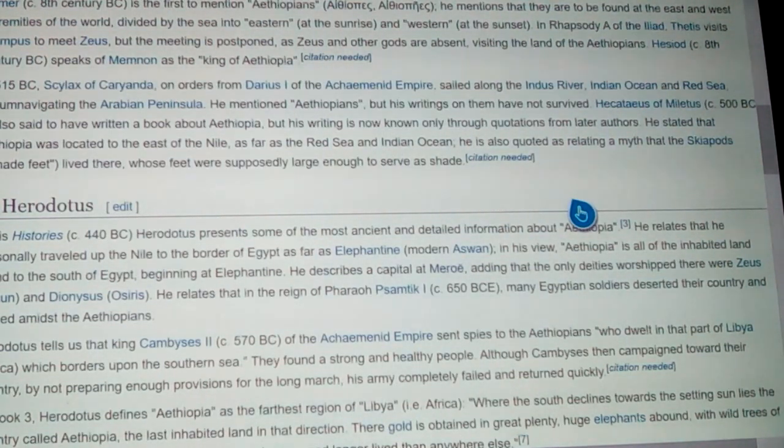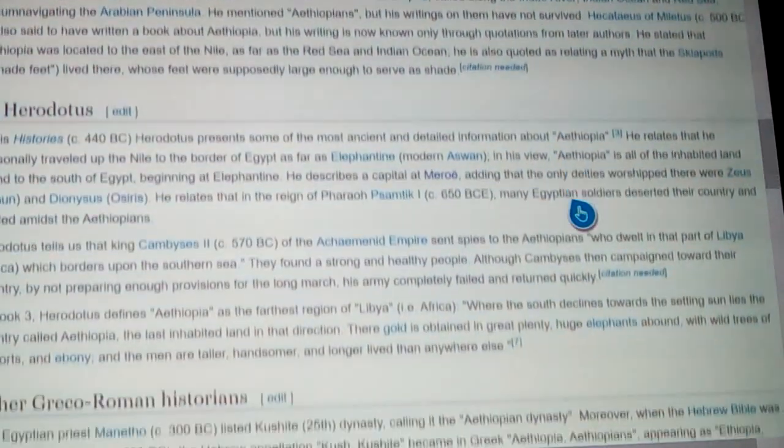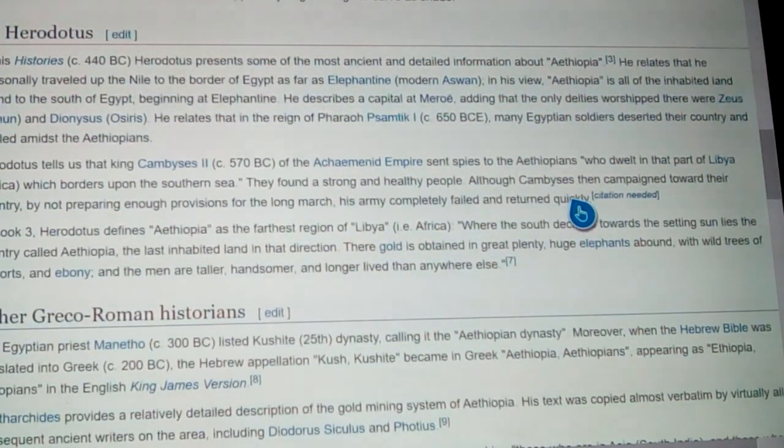He said that Ethiopia was located to the east of the Nile, not to the west though, as far as the Red Sea and Indian Ocean, and he is quoted as relating a myth that the Skiapodes, or shade feet, lived there, whose feet were supposedly large enough to serve as shade. There's a whole lot of hearsay going on, and it's kind of funny. I don't know if people were just making up goofy things, but in a few of his stories here, and we've already gone through it a little bit, he talks about cows with horns so big and pointed down in front of their face that they have to walk backwards to eat.